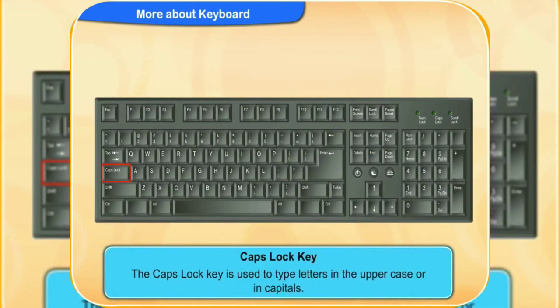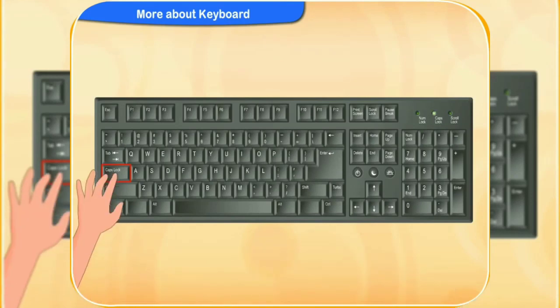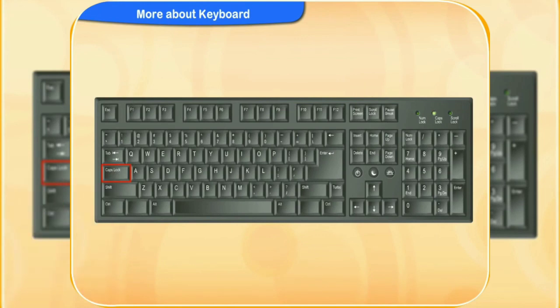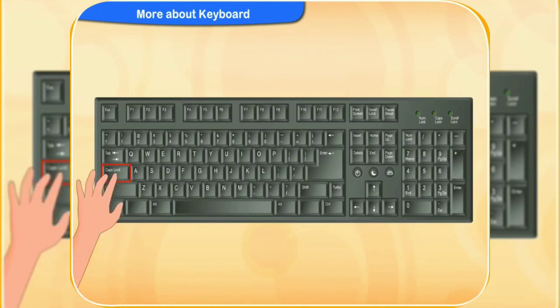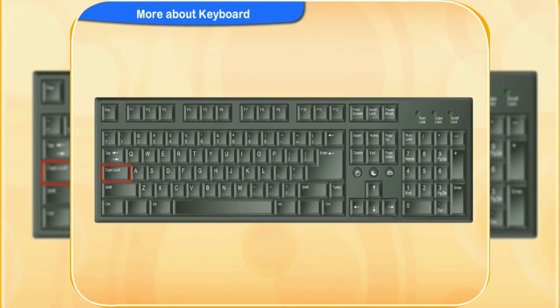The caps lock key is used to type letters in uppercase or in capitals. So press this key. Hey, I pressed the caps lock key. And a light glows on the keyboard. Yes, it means the caps lock key is on. If this key is on, then any letter you type will appear in capitals on the screen. If you wish to type again in small letters, then press the caps lock key again to turn it off.